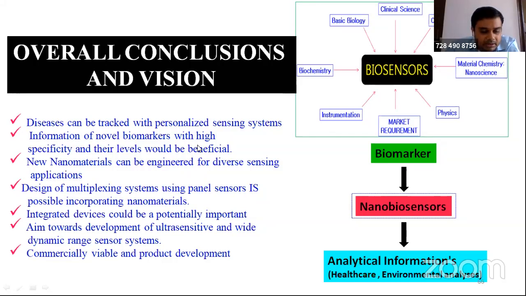Because that's basically the applied research. So you need to apply that for the community. And what information is the sensor going to give you? It's analytical information. The sensor gives you the values.